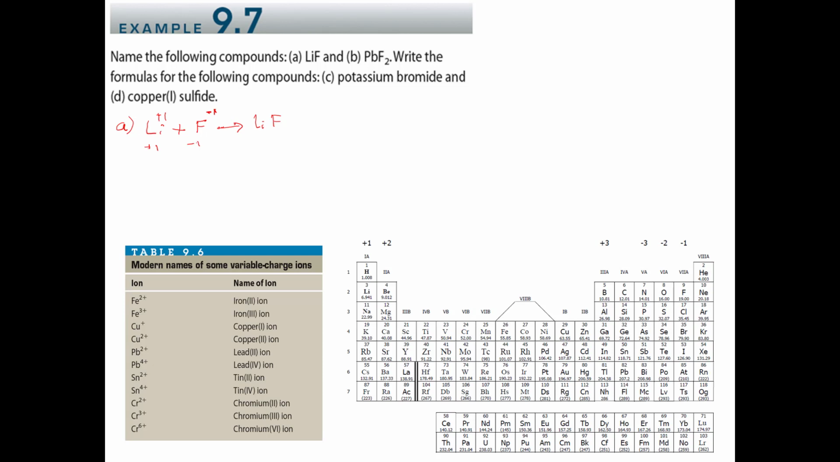Then we can just write the name of the compound. The name will be the name of the metal, which is lithium. Then the name of the non-metal, but we change the termination. Let me write correctly: fluoride. And lithium fluoride will be the name of that compound. Then let's try the second one.